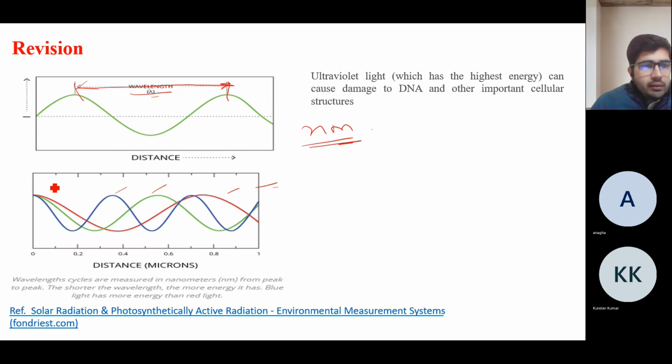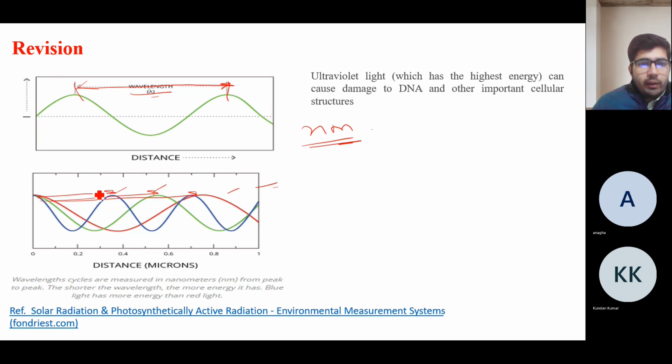So you can see the distance for the blue line as compared to green, as compared to red. The lowest is for blue, the second one is green, and the last one is red. So the lowest one will have more energy.